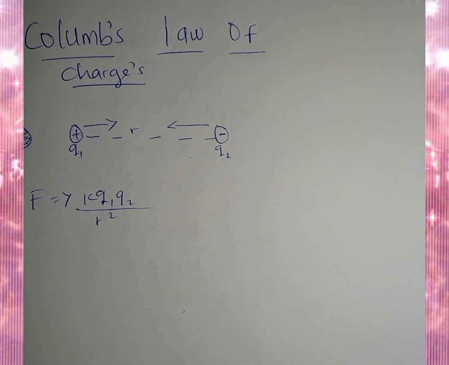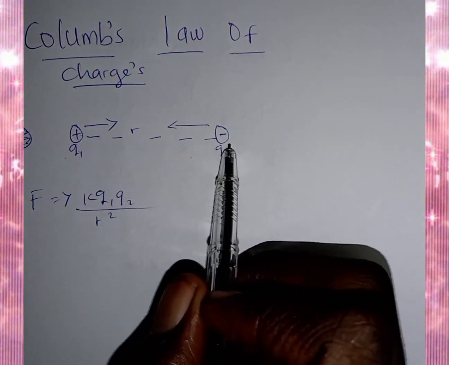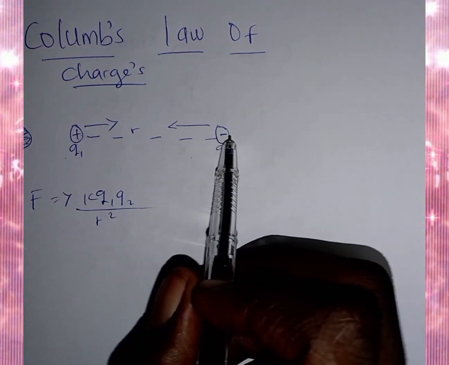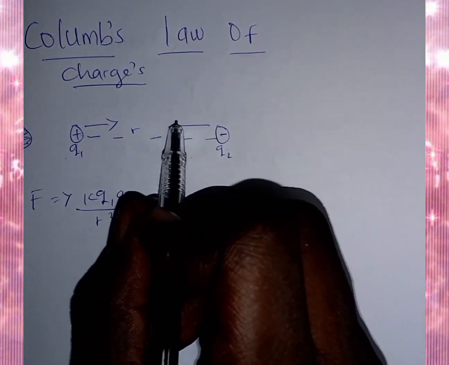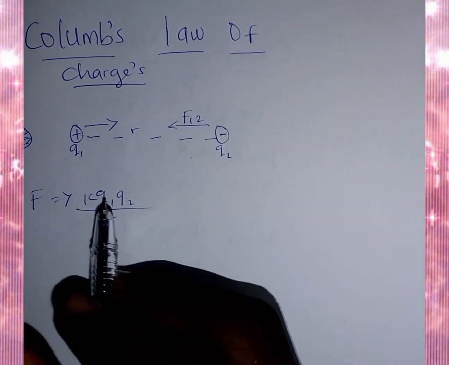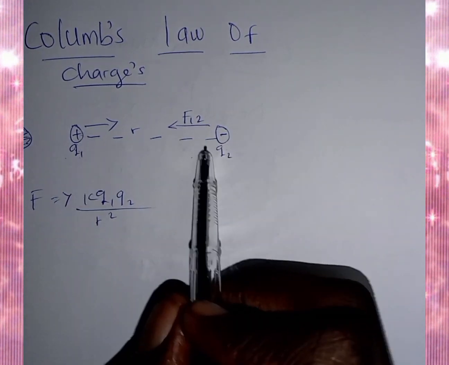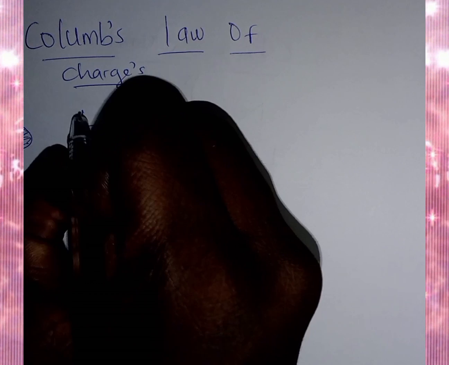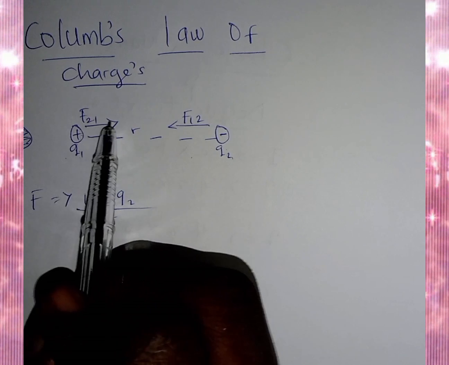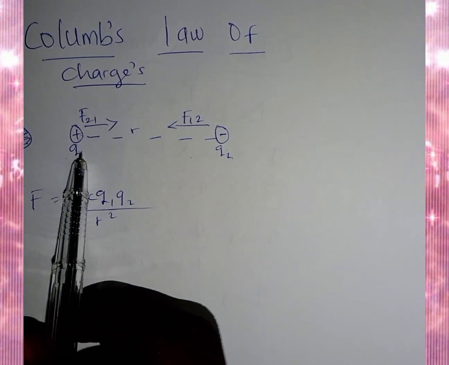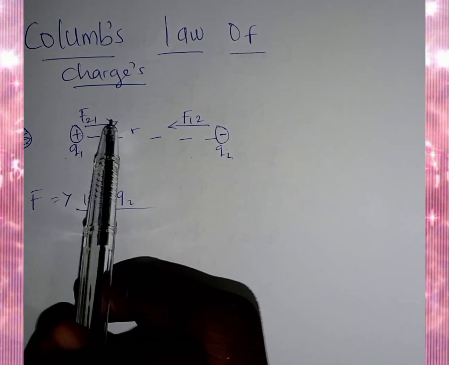And then there's another thing to take note of. This first charge attracts this one, so this first charge is exerting a force on this one. We call the force the first charge exerts on the second, in this direction, F12. And the force of attraction this second charge exerts on the first one, we call F21. So F21 is going this way, and F12 is attracting it this way.